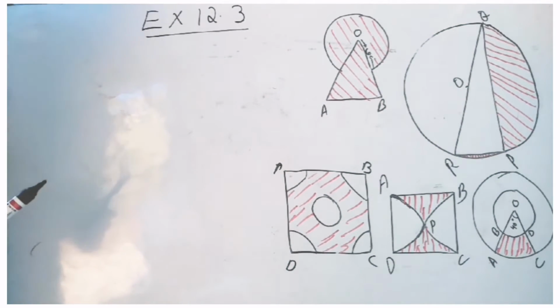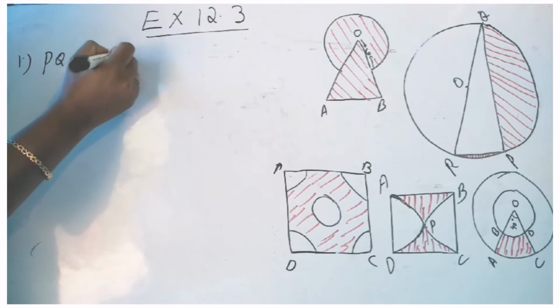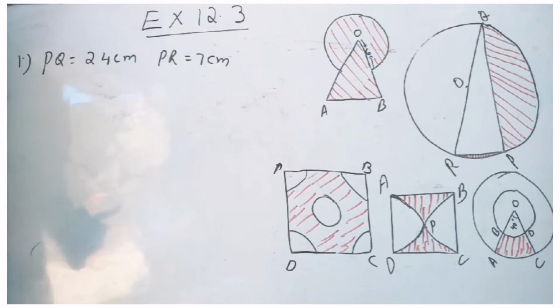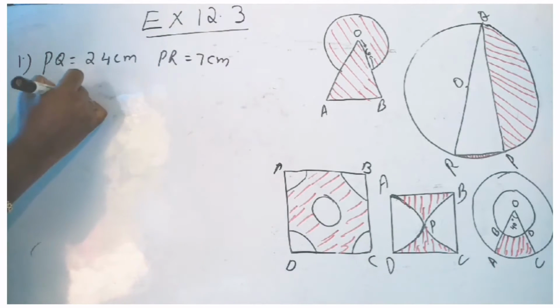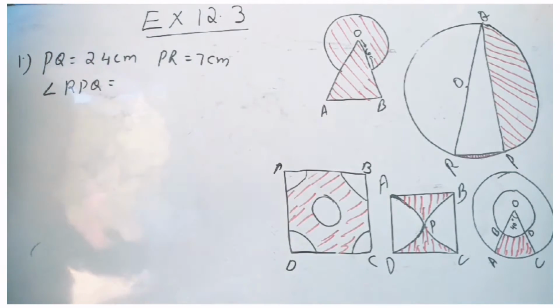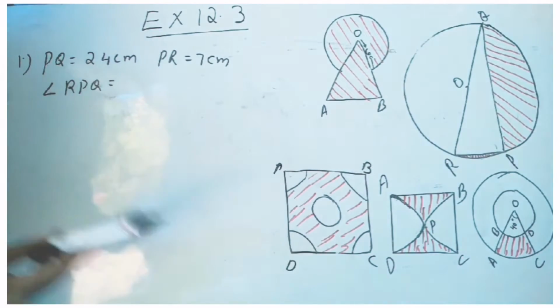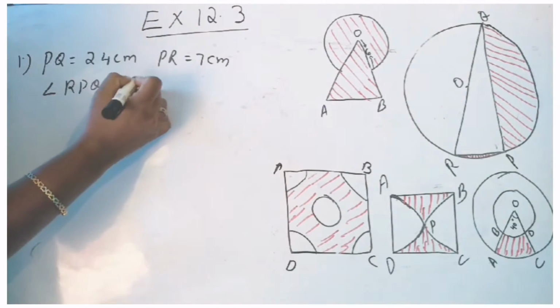In that question, the length of PQ and PR is given. PQ is equal to 24 centimeter and PR is equal to 7 centimeter. We need to find the area of the shaded region. And is there any speciality for that angle RPQ? That angle RPQ is an angle in a semicircle, and we know that an angle in a semicircle is equal to 90 degree.